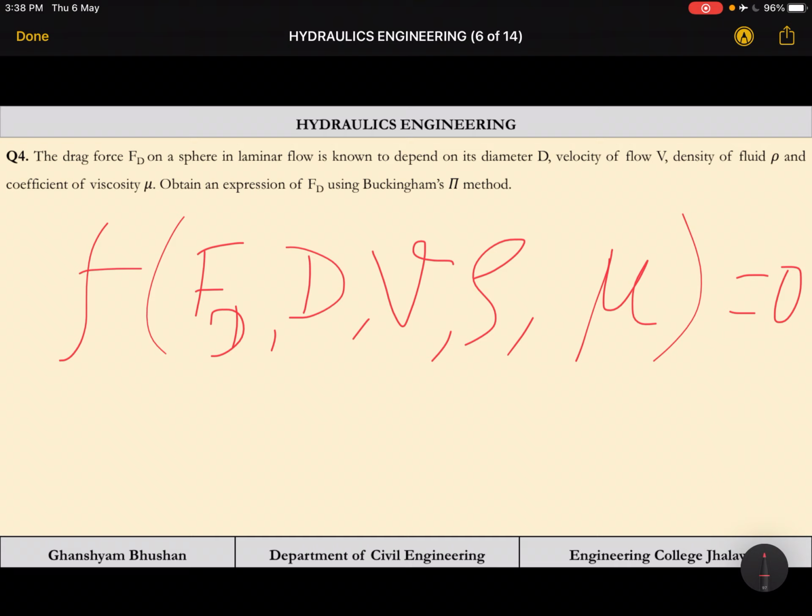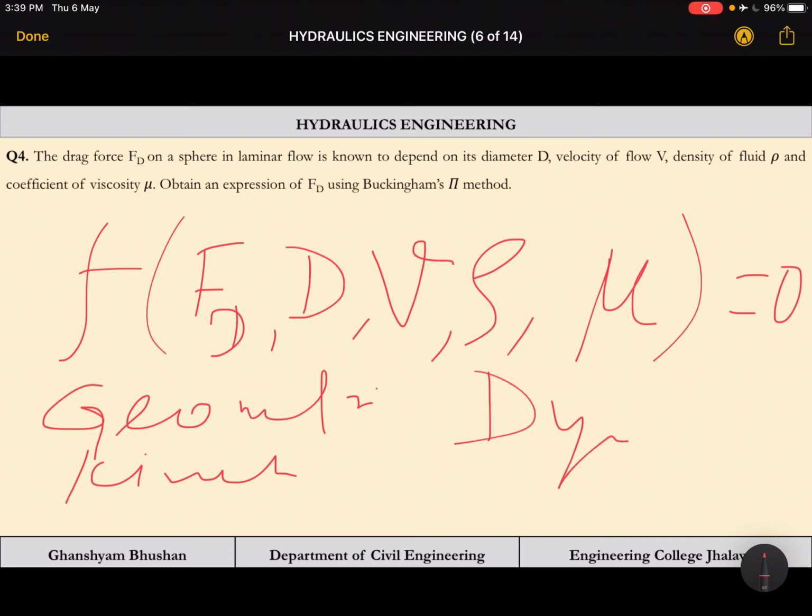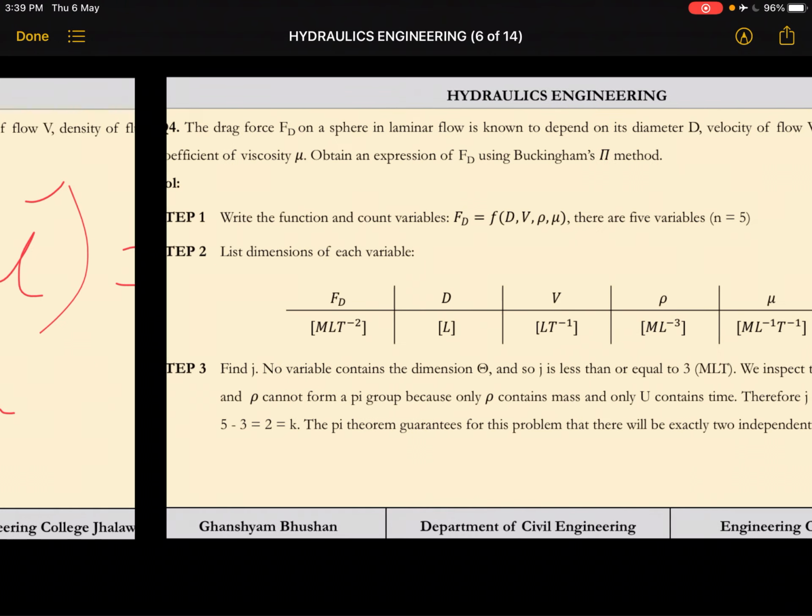Now we have to choose the basic parameters, the repeating variables. Always try to find the parameters like first from the geometric condition, second kinematic, and third dynamic. Here the kinematic parameter v is given, so one repeating variable will be v, which will repeat in each and every pi group. Second, the geometry is there, so geometry will be d, and third is dynamic, so either we can take mu or rho, any one. From this part the calculation will be the same as in Rayleigh's method. So let us see how we are going to do it.